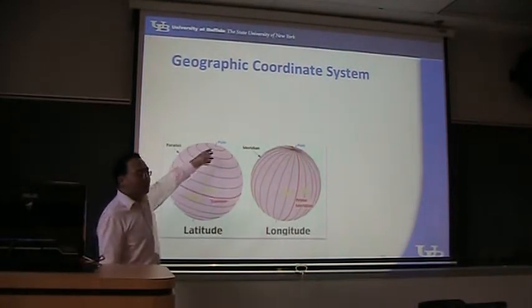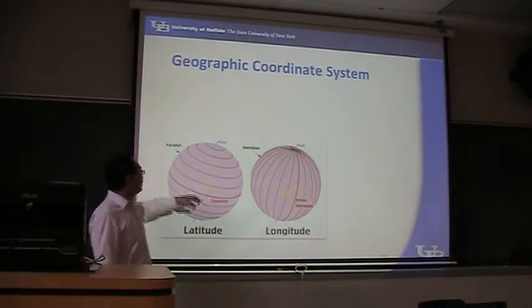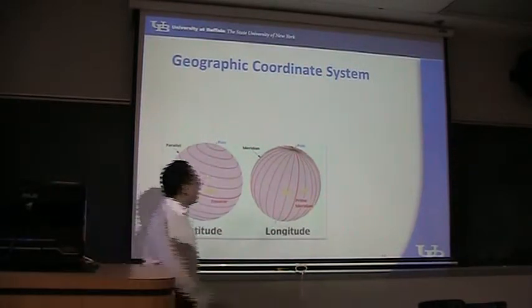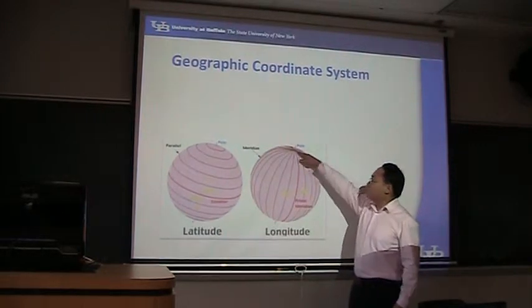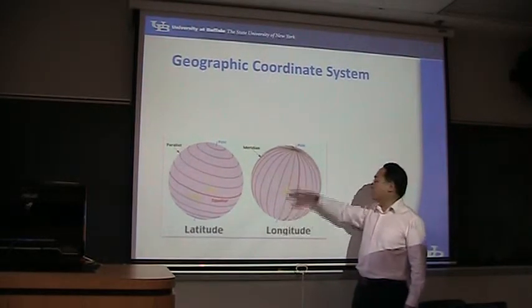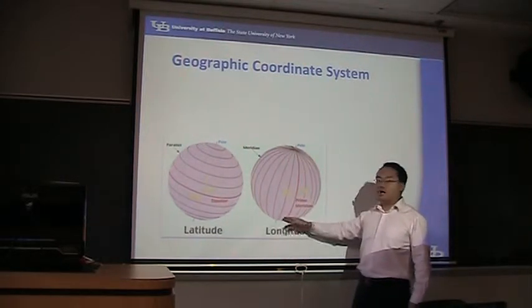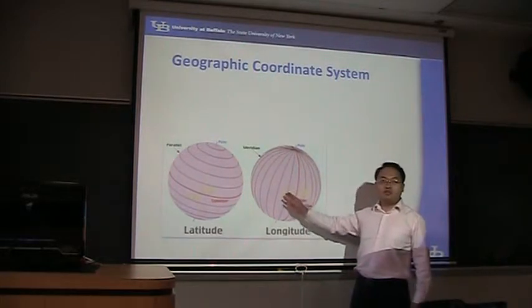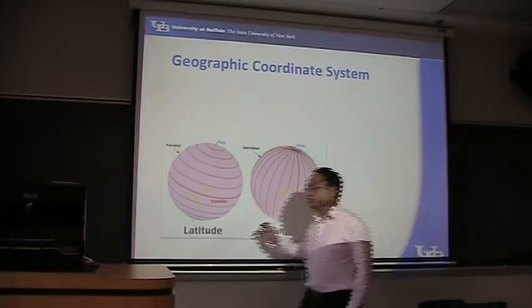So this is North Pole, this is South Pole, and this is the equator, and we have many parallels. Okay? And if we draw a big circle that passes both the North Pole and South Pole, we get meridians. And there is a meridian called the prime meridian. And it divides the Earth to two hemispheres, Western Hemisphere and Eastern Hemisphere.